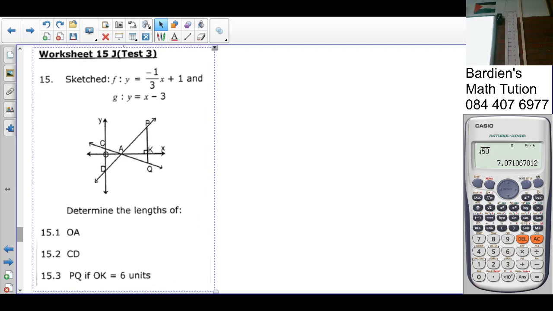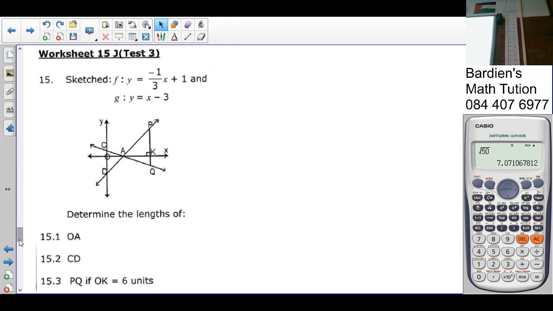Right, 15J, number 15. Sketch f. What did we say yesterday? What is f? Functional notation. f is denoted y is equal to negative a third x plus 1. So this has a negative gradient, so this graph is decreasing, and has a y-intercept of 1. So this is definitely f of x.